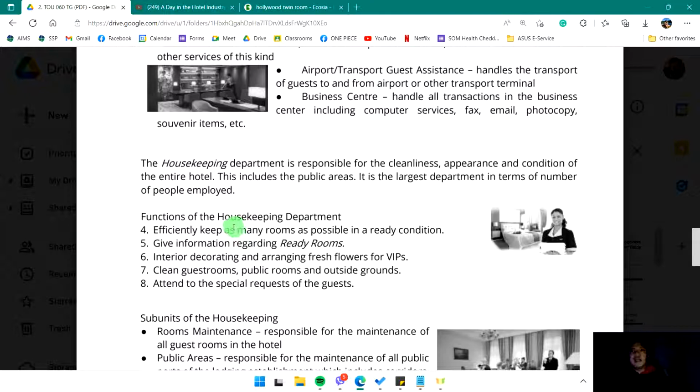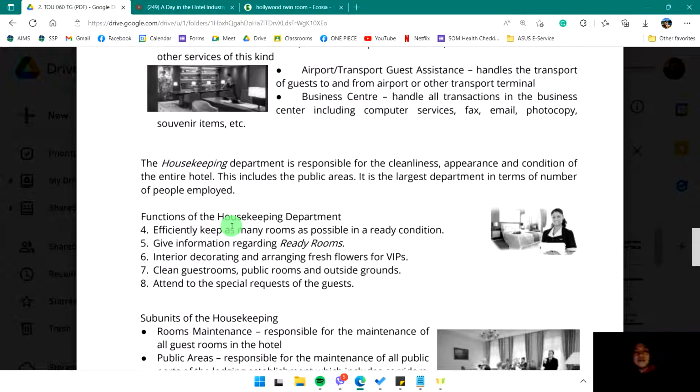So if the hotels are making the first impression for our guests, the housekeeping departments are responsible for taking care of our assets. And ano nga ba yung assets ng isang hotel? Basically, the rooms, no? Yung mga kwarto. And the housekeeping department, they are the ones responsible in taking care of the assets of the company, in taking care of the rooms of the hotel.